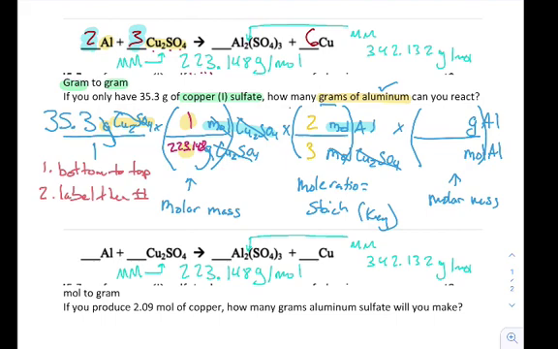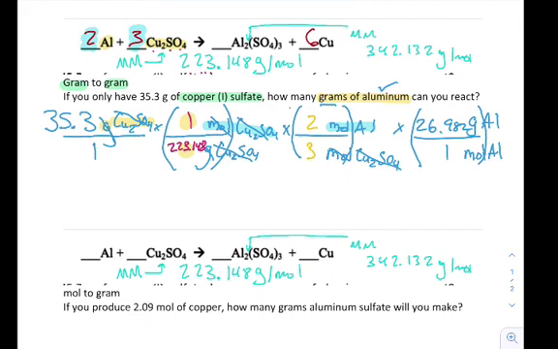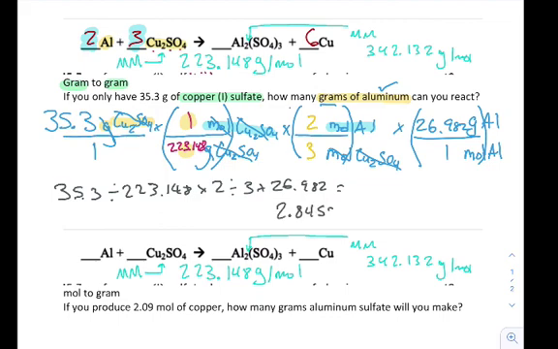Depending on the table you have, I got 26.982 grams per 1 mole. At this point, you can now stick this in your calculator. It'd be 35.3 divided by 223.148, times 2, divided by 3, times 26.982, and that would give you your answer for this problem. Now your calculator gives you 2.84554, and that'll be in grams of aluminum.